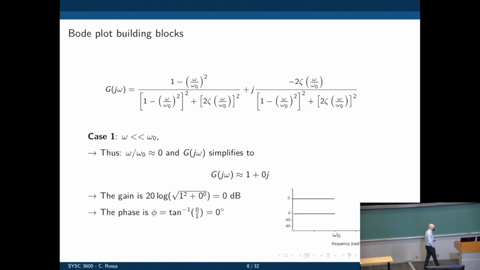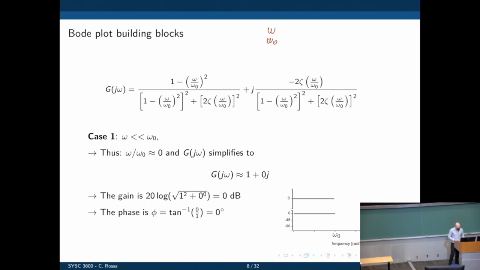Let's start by looking at the magnitude. And for that, we again need to do all three cases. The frequency is much smaller than the cutoff frequency, omega zero. The frequency is exactly the cutoff frequency, and the frequency past the cutoff frequency. So we see here two frequencies. Omega is the frequency that we have control over, the input frequency. And omega zero is the cutoff frequency. That frequency is a characteristic of the system itself. We cannot change it.